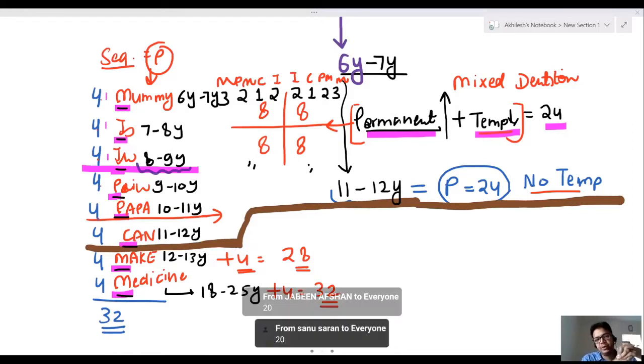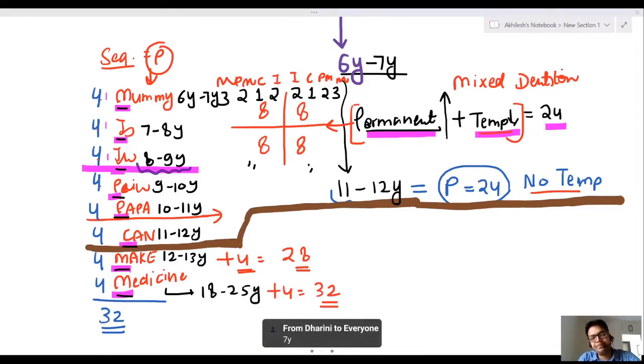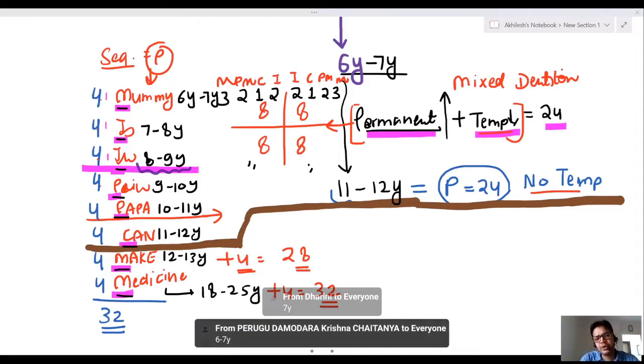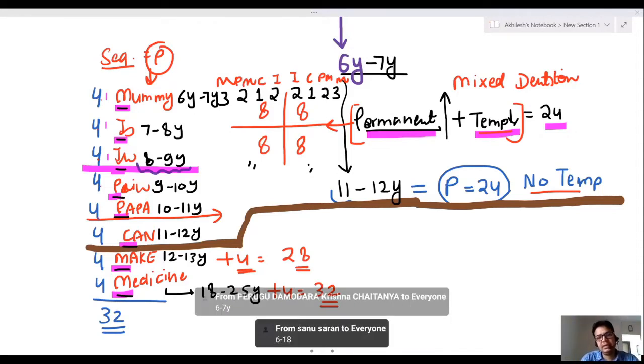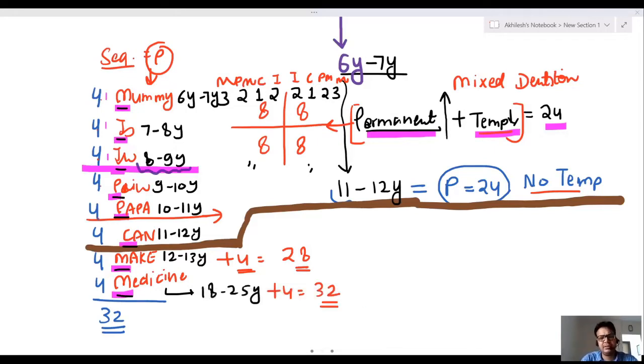20. Yes, 20. All are temporary or permanent? Temporary. Mixed dentition is seen between what age? Six to seven to eleven to twelve. It's okay. You can say till 12, but till 11 will be the best answer, because at 11 to 12 you only have permanent teeth. This is not mixed.